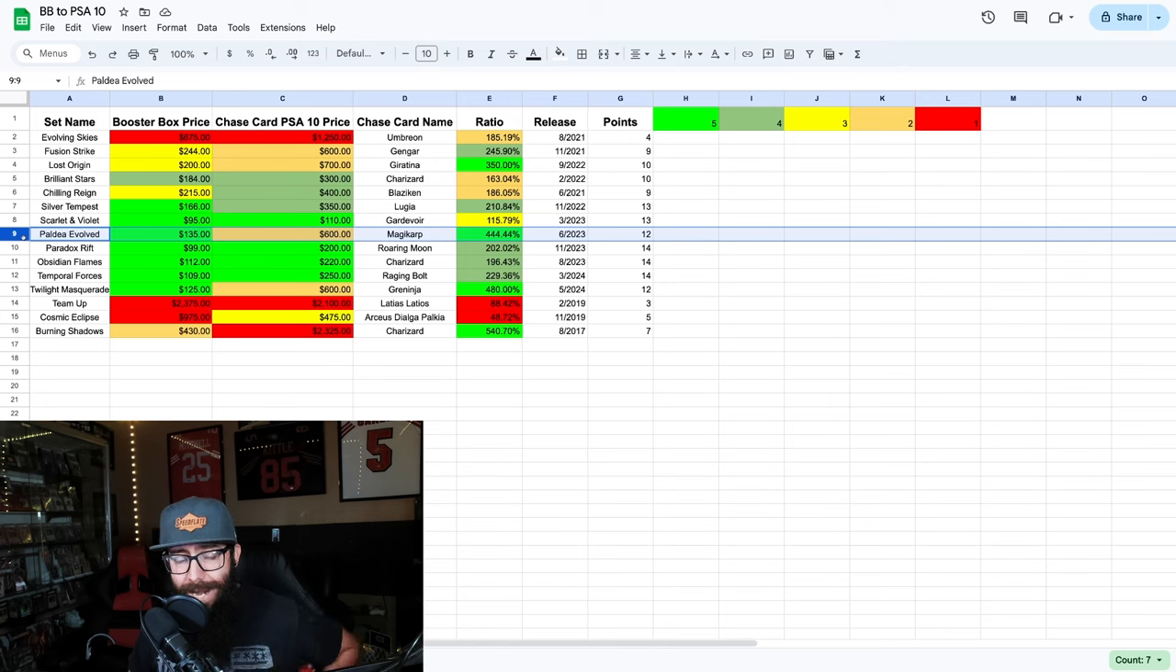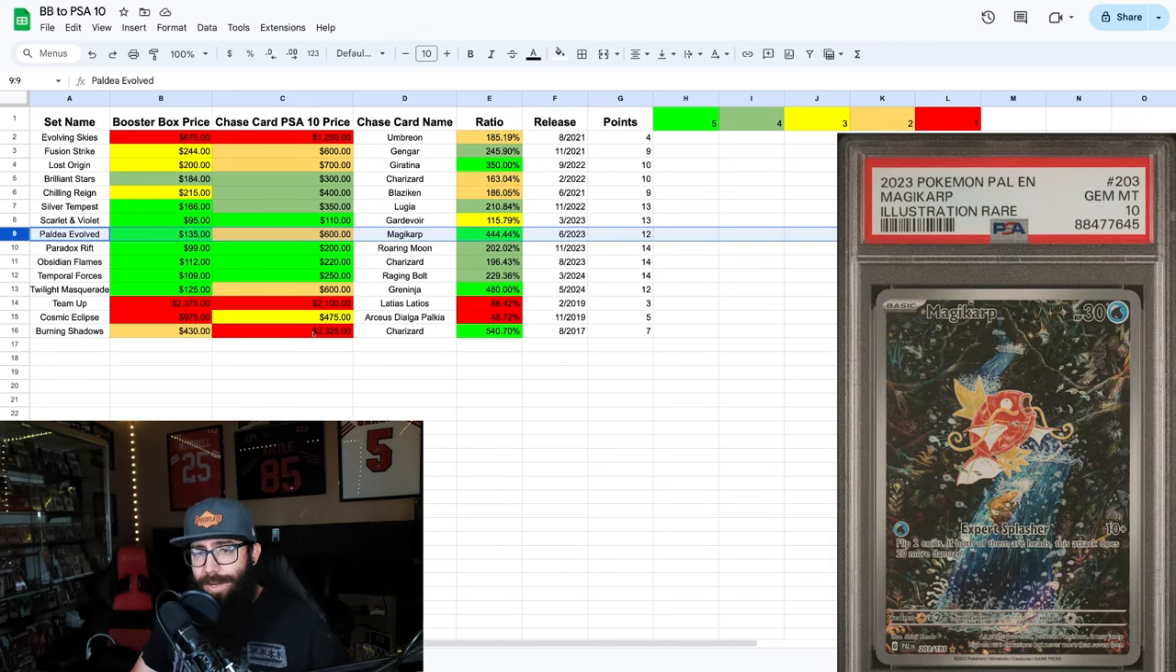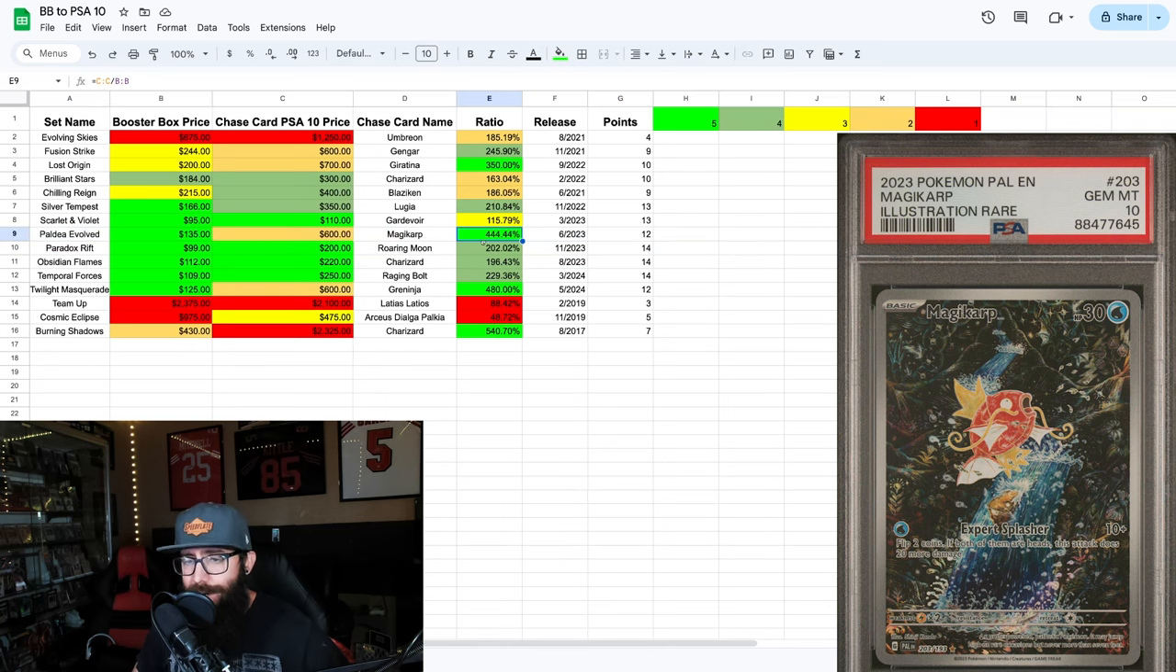Then we have one of the big dogs from the Scarlet and Violet era, Paldea. And these boxes are still affordable at $135 a box, and the Magikarp's going for $610. But look at this ratio. This is the highest ratio we've seen right here. 4.4 times: the chase card in a 10 is 4.4 times the booster box price. So that, to me, screams booster boxes. We got 12 on the point system, so still pretty high investability.